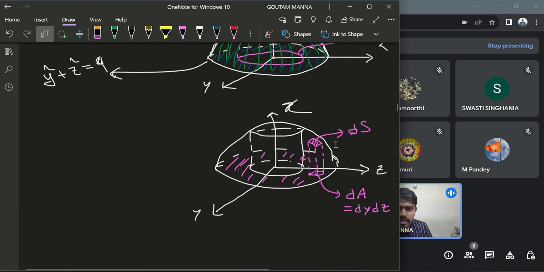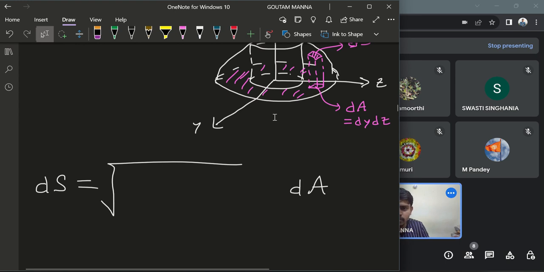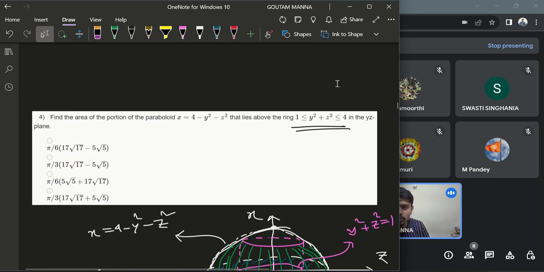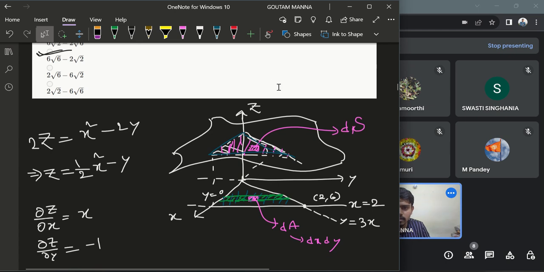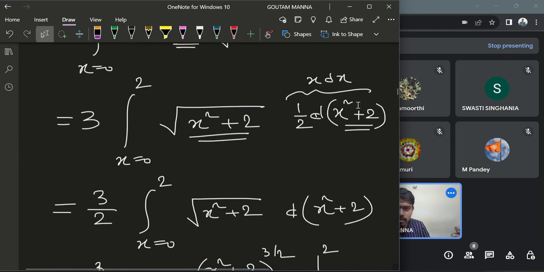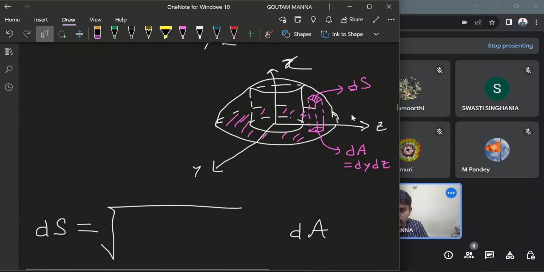So how will this ds be related to dA? Here the z-axis was the axis in the earlier problems, but the same thing is happening here with the x-axis. So then it will be x.